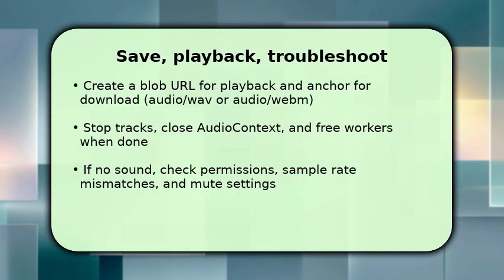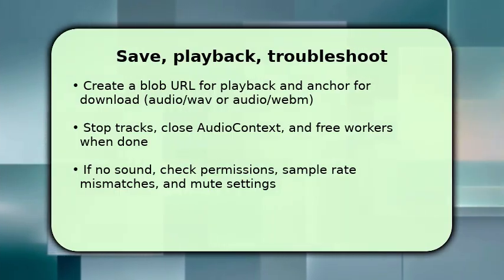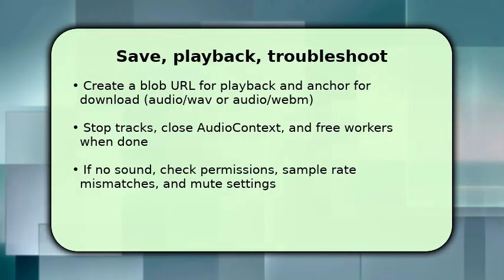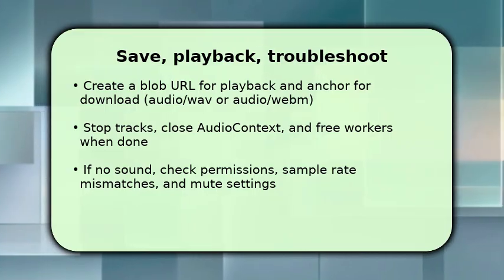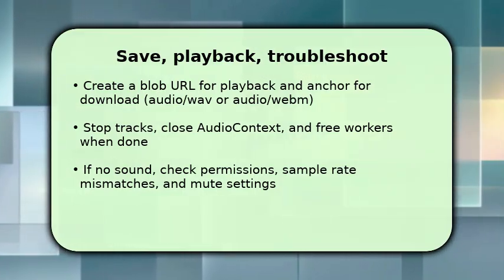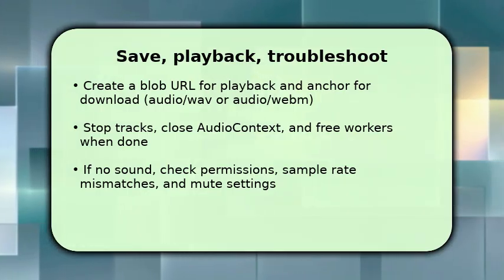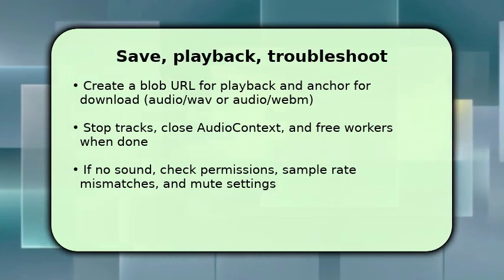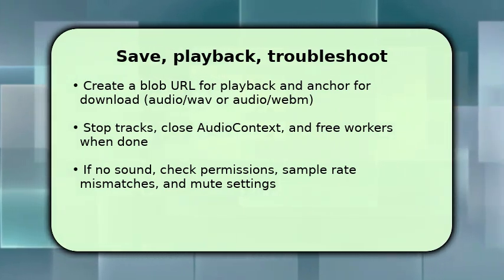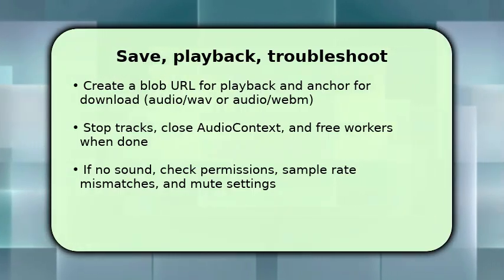Finish by turning buffered bytes into a usable file and cleaning up. Create a Blob with the proper MIME type and a URL for playback or a downloadable link. Revoke the URL when finished. Stop all media stream tracks, close the audio context, and terminate any workers to free resources. If recording is silent, check that microphone permission was granted, ensure sample rates match between context and encoding, and verify the OS or browser isn't muted. These final steps complete the recorder and give one key way to troubleshoot problems.